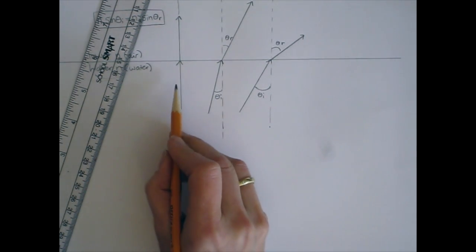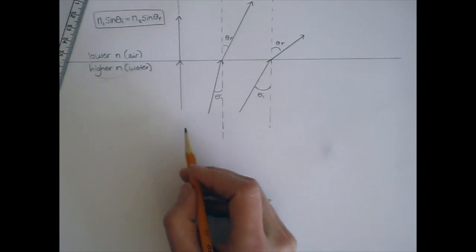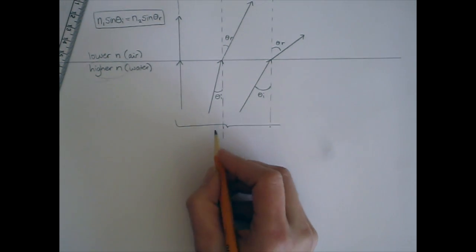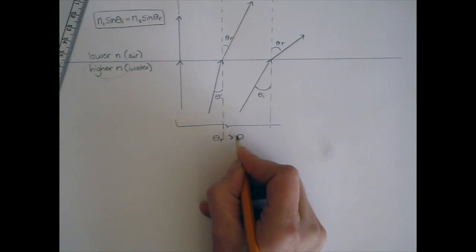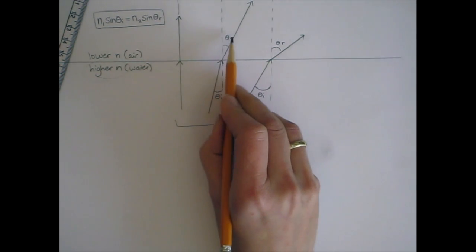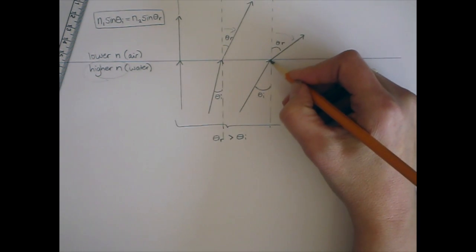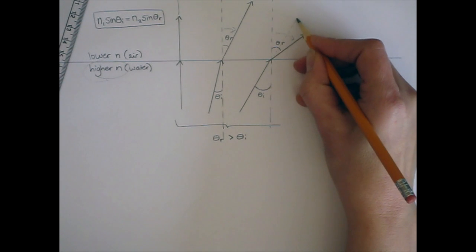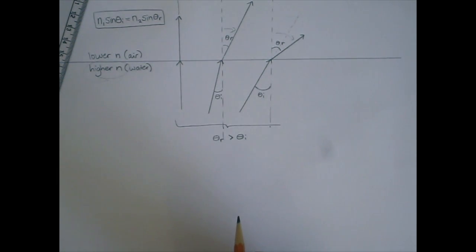Anytime you're going from the material of higher index of refraction to lower index of refraction, you can see that the refracted angle is larger than the incident angle because it's bending away from the normal. This would have been the straight line path. Instead of going straight, it bent away from the normal.